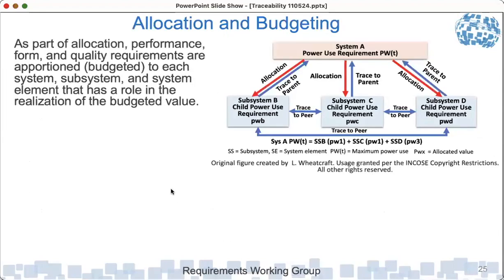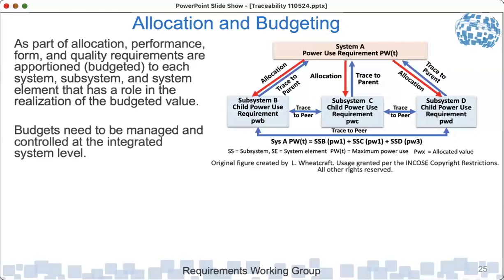When we talk about allocation and budgeting, this is a classic dependency. In this example, I have a power requirement overall for the system. That power use requirement is allocated to subsystem B, C, and D. They're each the budgeted portion of the power that they're able to use. This results in an equation. So subsystem A total value equals the sum of the subsystem B, C, and D budgeted power. And we always have to keep this equation in balance. So these budgets need to be managed and controlled at the integrated system level.